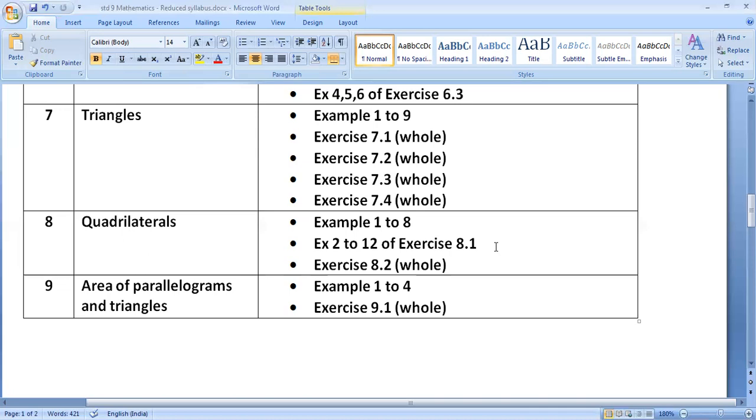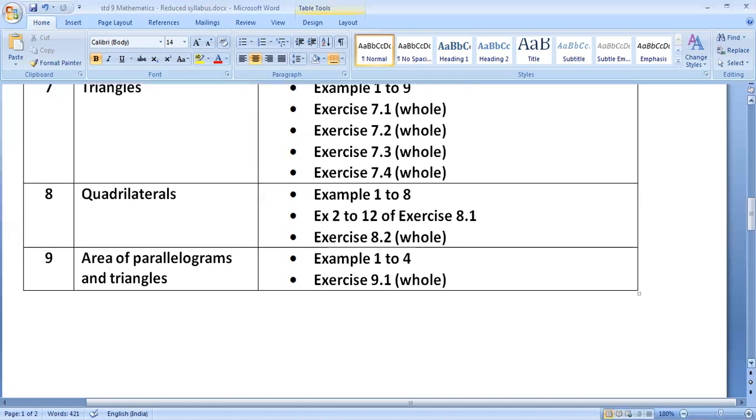On page 149, example 7 and example 8 are excluded. Page number 150, exercise 8.2, the whole exercise is excluded. As I have mentioned here, examples 1 to 8, exercise 8.1 questions 2 to 12, and exercise 8.2, the whole exercise, are excluded from the syllabus. Let us go ahead. That is chapter number 9, areas of parallelograms and triangles.